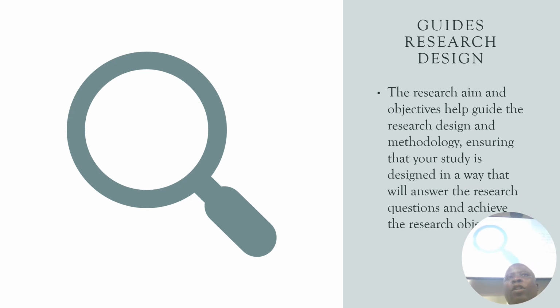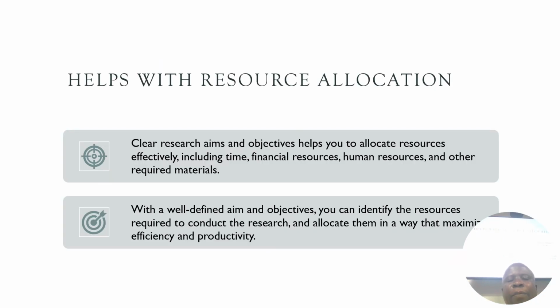Also, clear aims and objectives guide you into selecting a sound, most appropriate, scientific research design. If you don't have that, you know that the research design is going to be a challenge. You don't know what tools to bring in, or what designs, or what data collection tools to select, or which people to sample for you to be able to collect your data. So it's very important for you to make sure that you have got well-defined aims and objectives.